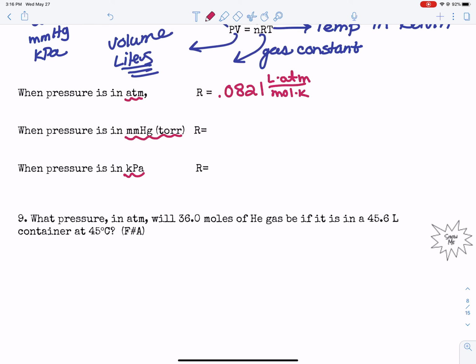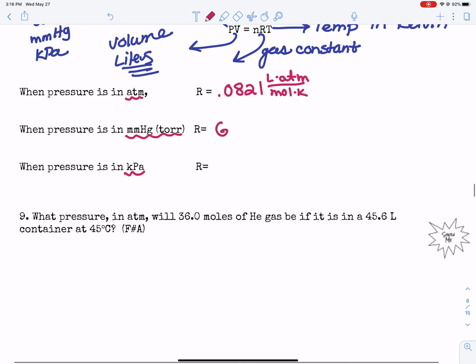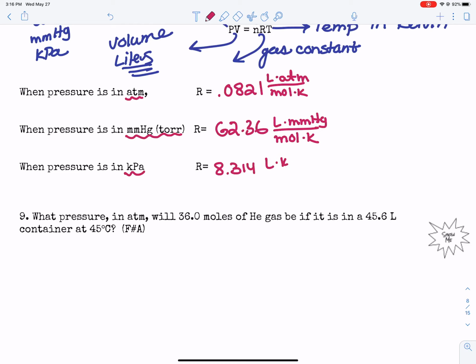What if it's in millimeters of mercury, which is the same thing as a torr? It is 62.36 liters times millimeters of mercury over moles times Kelvin. And if it's in kPa, it's 8.314 liters times kPa over mole times K. So keep those numbers handy, write them on a Post-it note or something, because you're going to use them for your homework problems and for the rest of these problems.